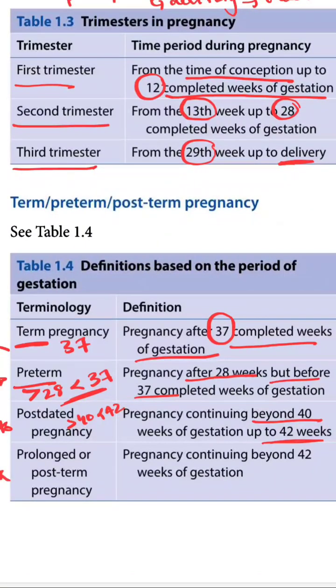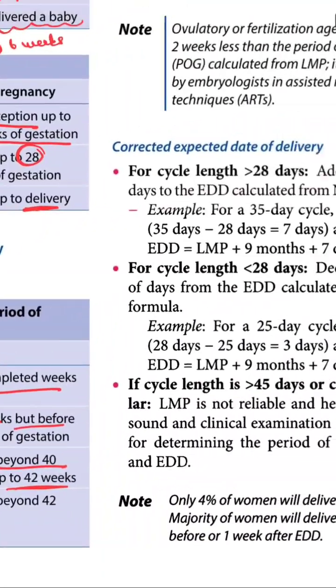And what is prolonged or post-term pregnancy? Postdated is between 40 and 42 weeks, whereas prolonged or post-term pregnancy is beyond 42 weeks. Simple. Now next, moving on.